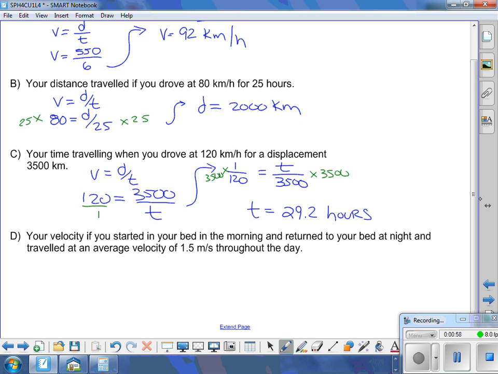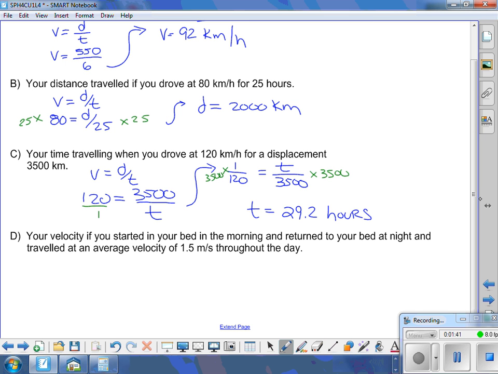Finally, your velocity, if you started in your bed in the morning and returned to your bed at night and traveled an average velocity of 1 meter per second throughout the day. So keep in mind, when you do this formula, it doesn't matter your velocity really, because your displacement is 0. So the formula doesn't actually even work in this case. Oh, I don't even like the question. Turn to bed. Yeah, it doesn't make a whole lot of sense.